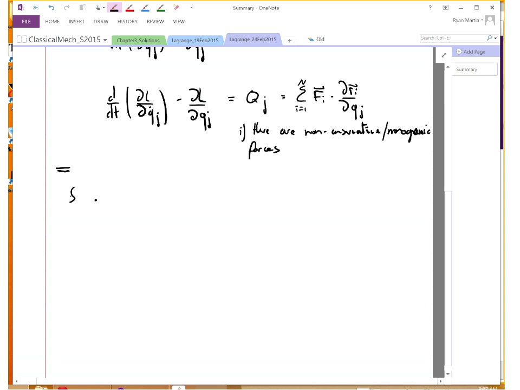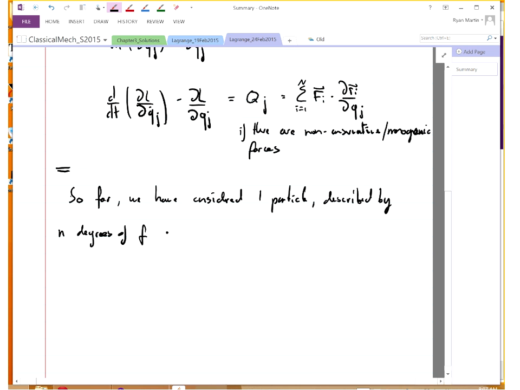So far, we have considered one particle described by n degrees of freedom, so the set of variables q_j, and multiple forces applied to the particle.